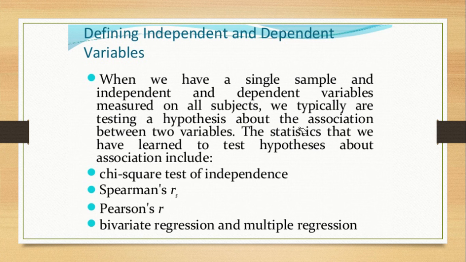So when we have a single sample and independent and dependent variables measured on all subjects, we typically are testing a hypothesis about the association between two variables. The statistics that we have learned to test hypotheses about association include the following: chi-square test of independence, Spearman's rs, Pearson's r, bivariate regression, and multiple regression.